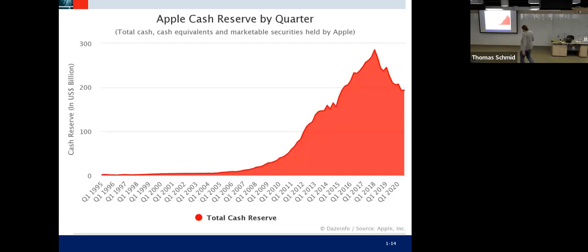So this is the case of Apple, just to give you a bit of a feeling of how crazy the numbers are. I mean, Apple didn't hold a lot of cash in the 90s and early 2000s, but that was also the time when Apple was not very successful.